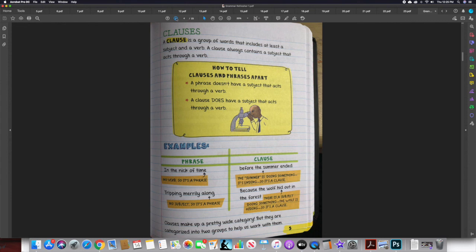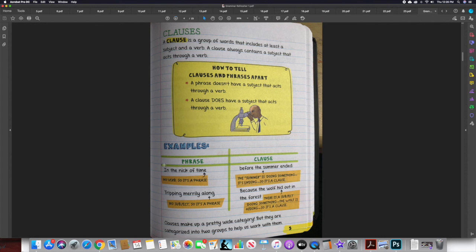Clause. A clause is a group of words that includes at least a subject and a verb. This is important when we get to compound, complex sentences. These are all over the ACT. A clause always contains a subject that acts through a verb. How to tell clauses and phrases apart. A phrase doesn't have a subject that acts through a verb. A clause does have a subject that acts through a verb.